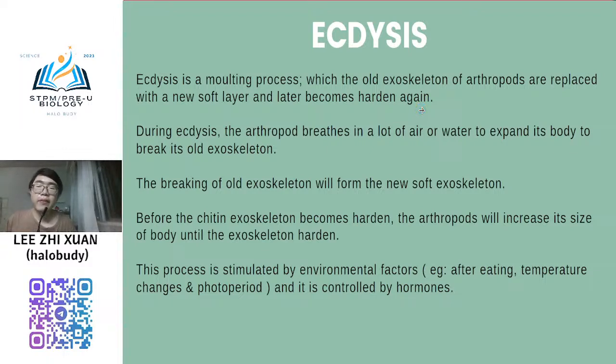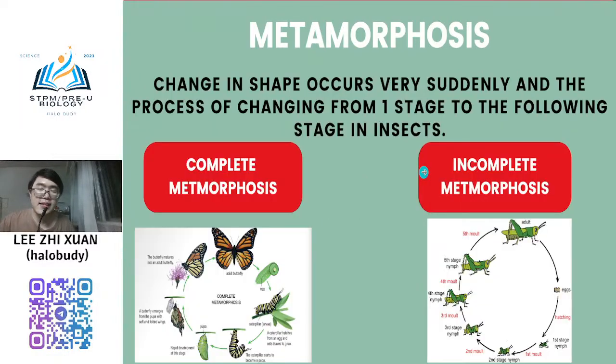So in this process you need to remove the old exoskeleton first, and then start to grow and expand their body, and after that the exoskeleton, the hard shell, will come back again. Okay, so this is the explanation about ecdysis.